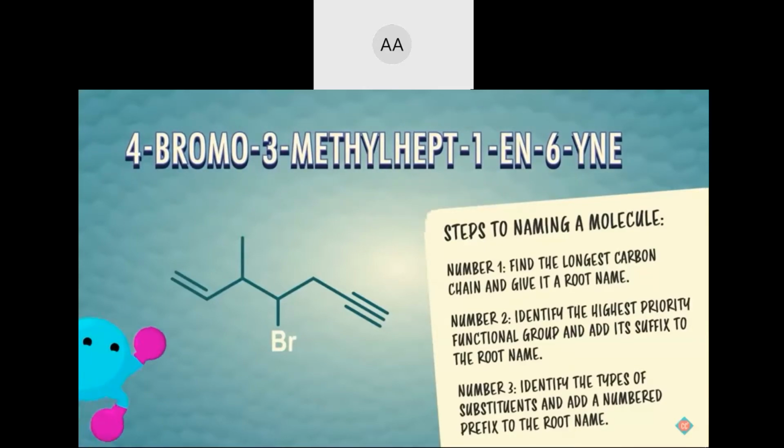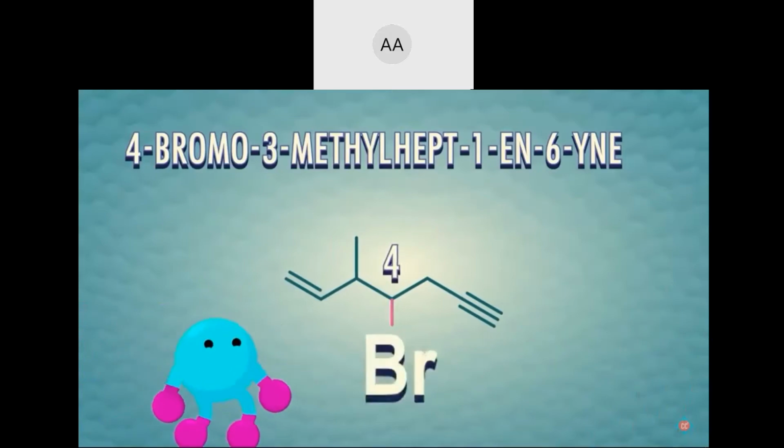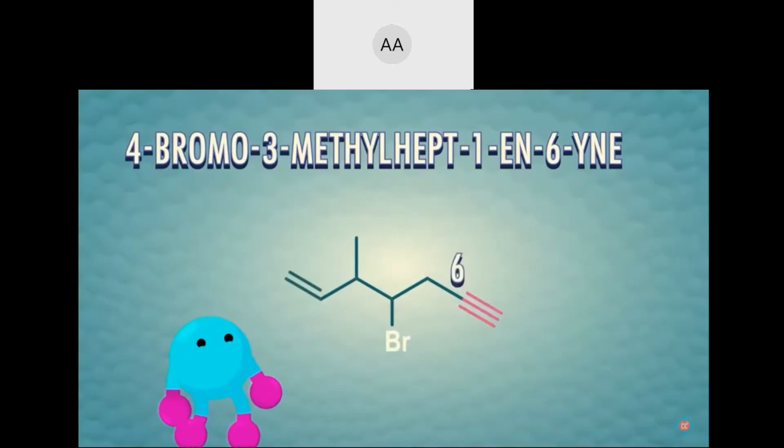It's 4-bromo-3-methyl-hept-1-ene-6-yne. It's kind of a mouthful to say, but so much more useful to chemists than if I named it something else. Now, remember that conundrum from the beginning when we asked our lab partner for dichloromethane and got a bottle of methylene chloride?